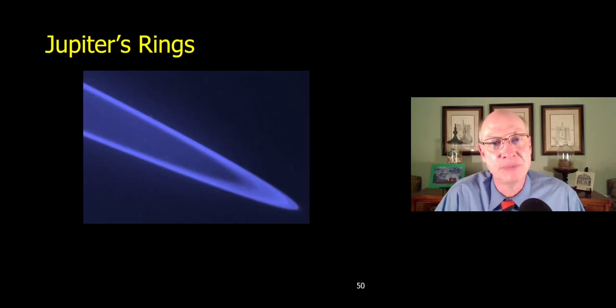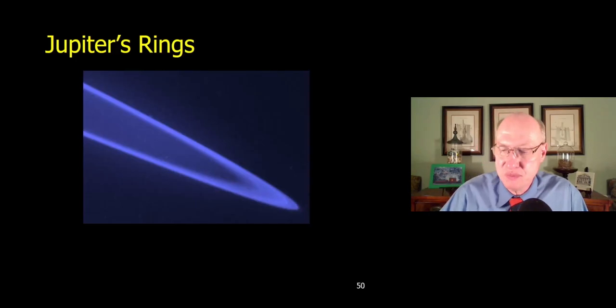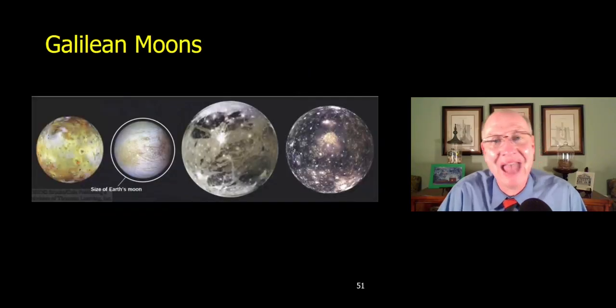Jupiter, Uranus, and Neptune have thin, faint rings. And now finally, let's move on to Jupiter's moons. Jupiter has well over 60 moons. We're only going to talk about 4 of them today, and those are Io, Europa, Ganymede, and Callisto, called the Galilean moons in honor of Galileo Galilei, who first observed them with his telescope.